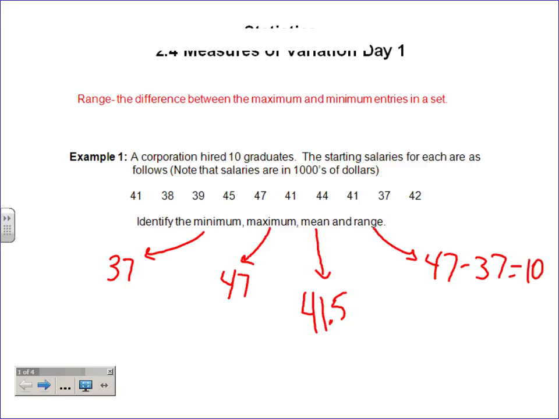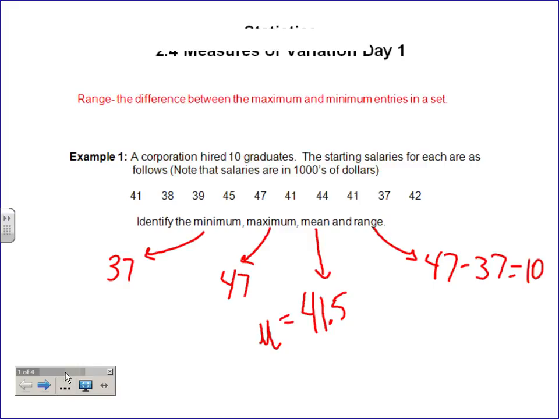Because x bar is used when you're talking about sample. Mu is when you're talking about the population, the hired 10 graduates. Starting salaries for each are. So this is mu. So basically to make mu, just make a u and then just make it look weird. Yeah, that's good mu. All right, very good. So yeah, that's the population because we have all 10.